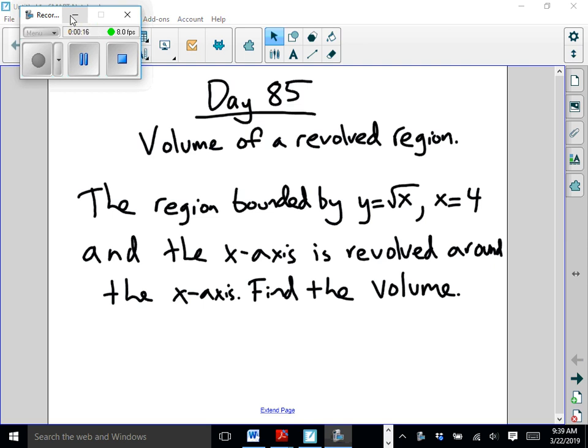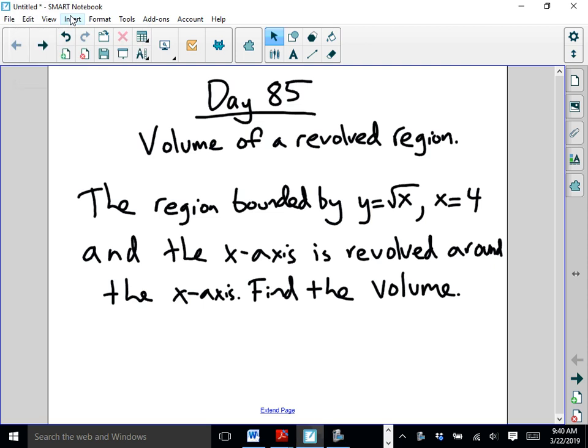So welcome back. Today, we're looking at day 85, volume of a revolved region. This is going to be a little bit tough to visualize and tough to set up, but the integrals themselves should be relatively easy to do. So let's take a look at this initial question here.